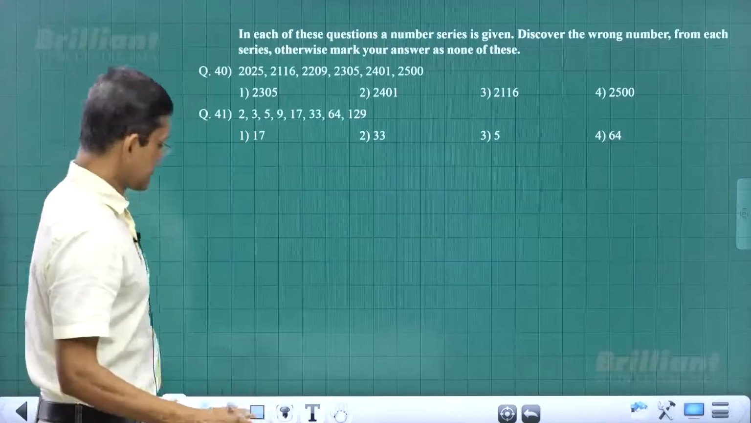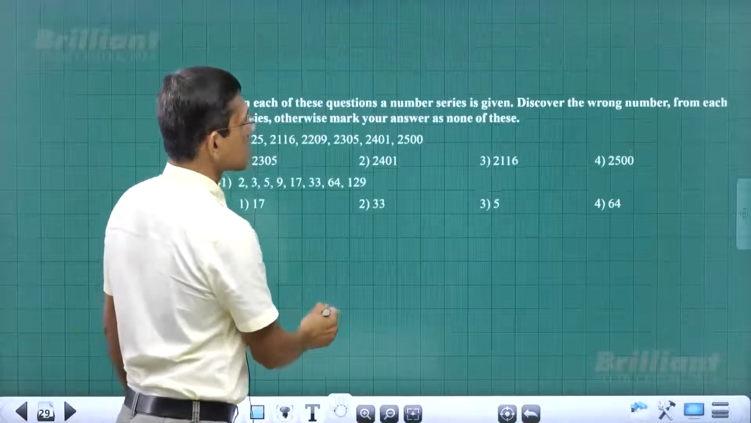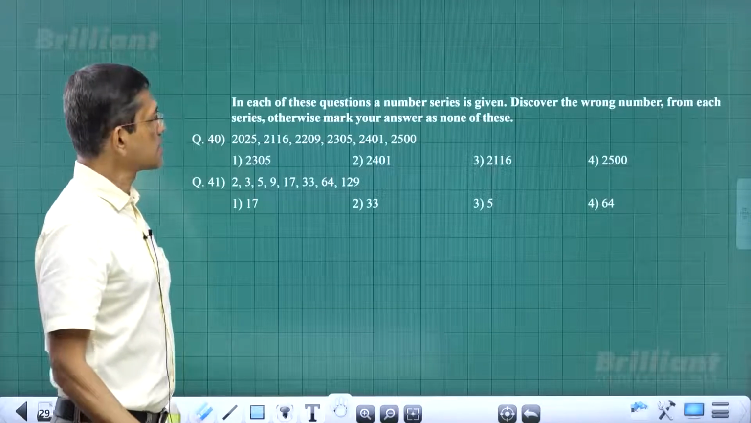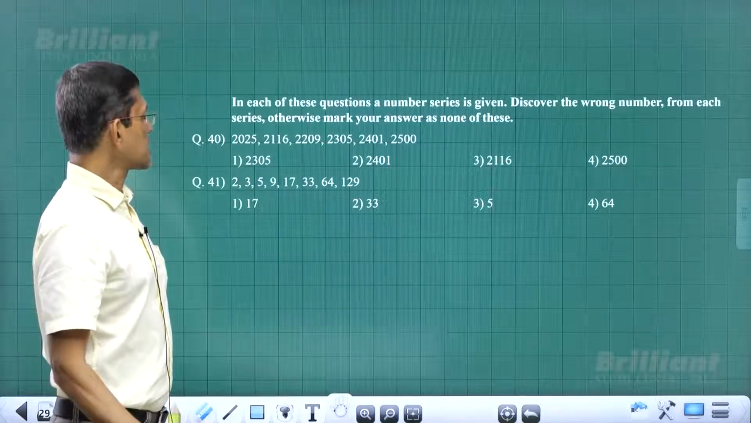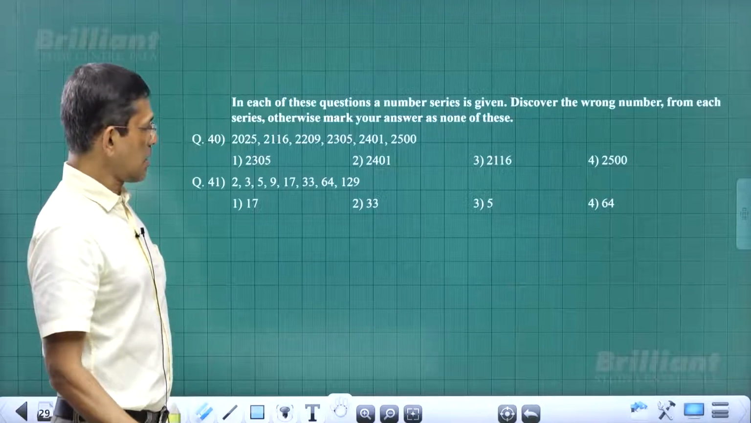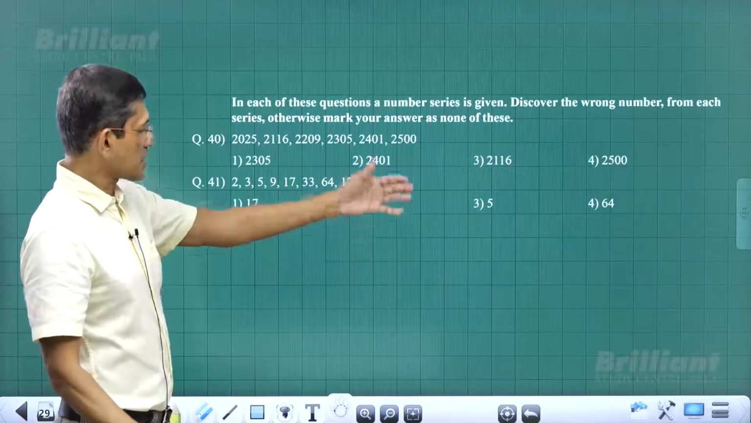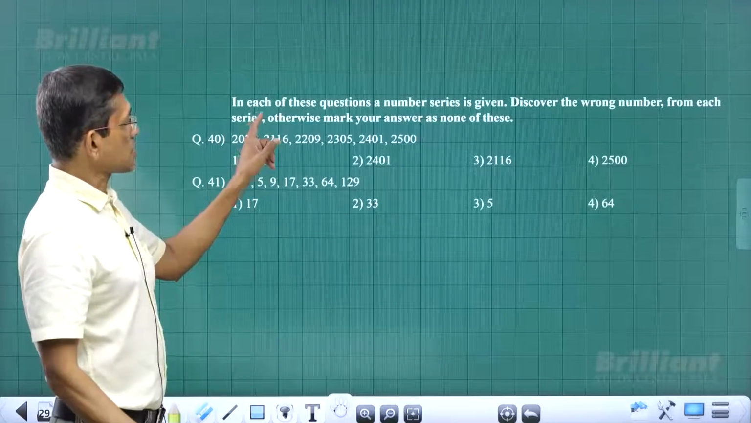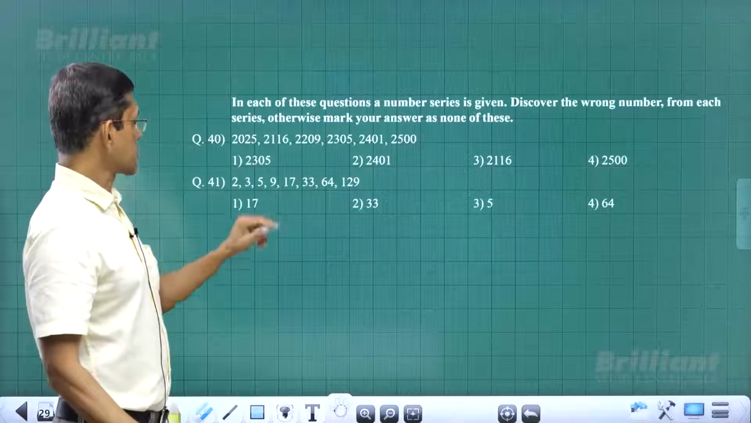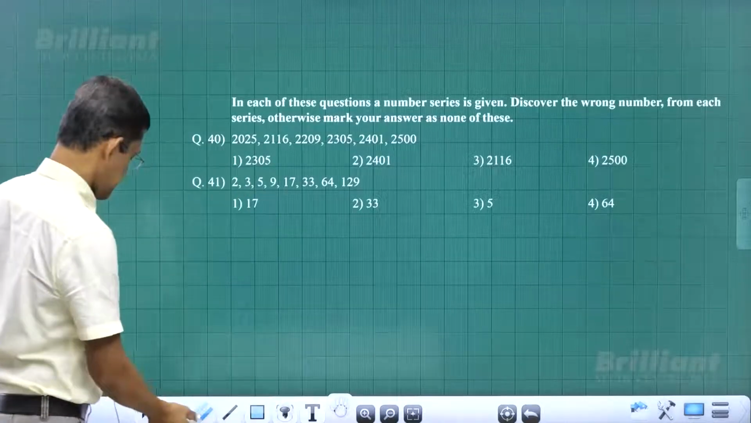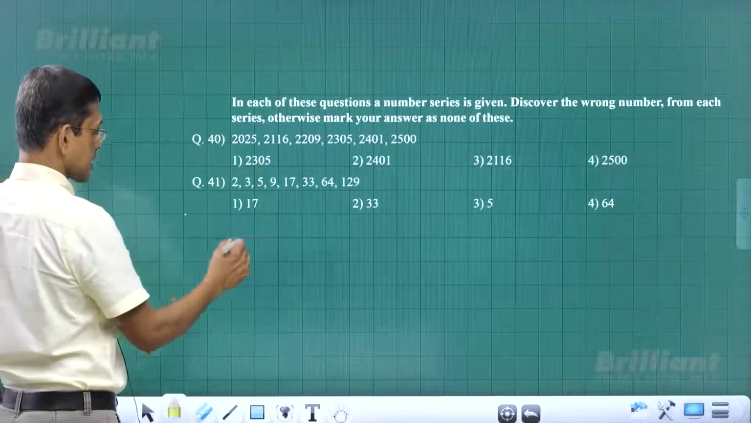Now this question. In each of these questions, a number series is given. Discover the wrong number from each series. Otherwise, mark your answer as none of this. Actually, we don't have a none of this answer choice here, no need to worry about it. Anyhow, find the wrong number from each of the series. We'll try question number 41 first. What is the pattern here?